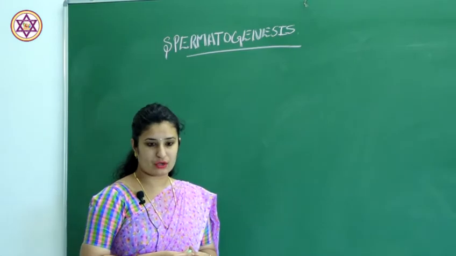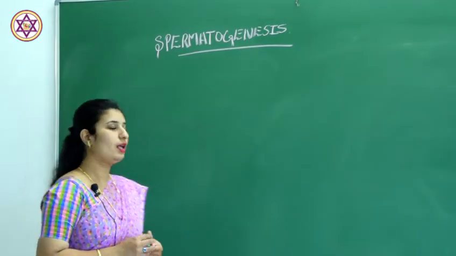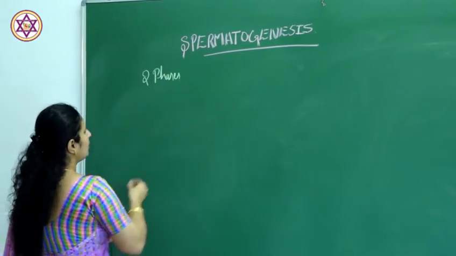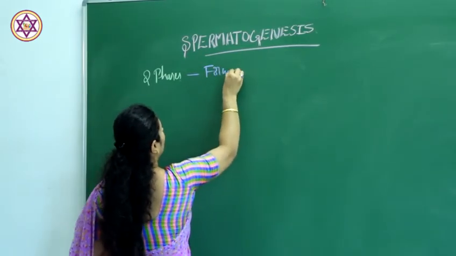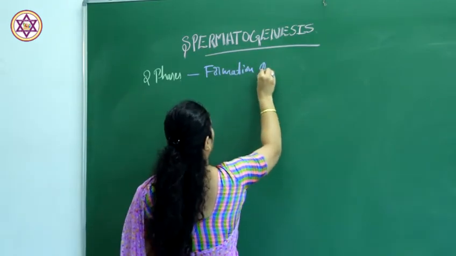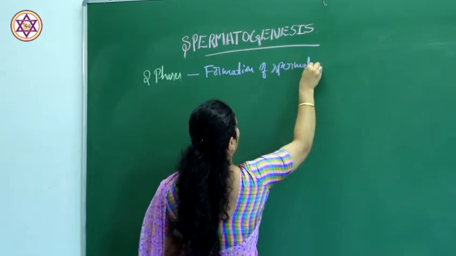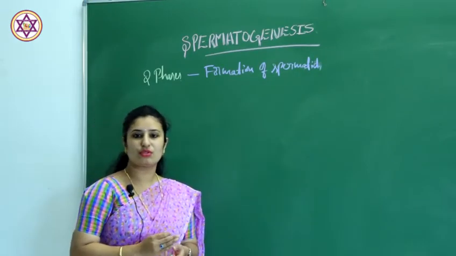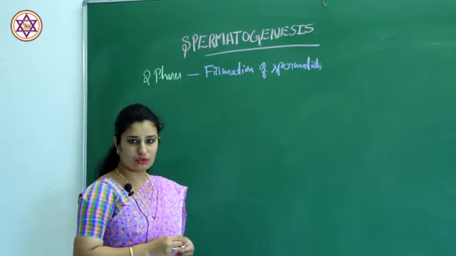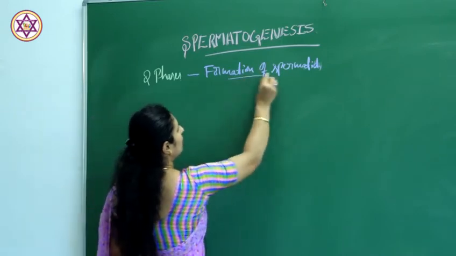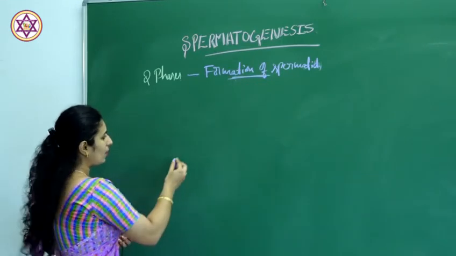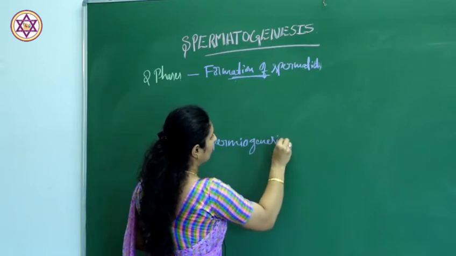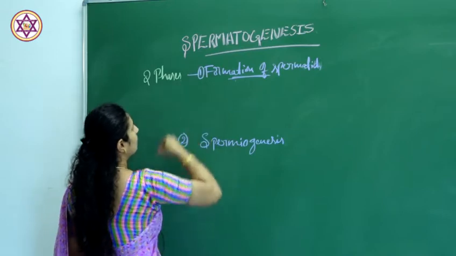Here the process of spermatogenesis gets completed in two important phases, in which the first one is the formation of spermatids, and the second one is spermiogenesis. This is the second one and this is the first phase.